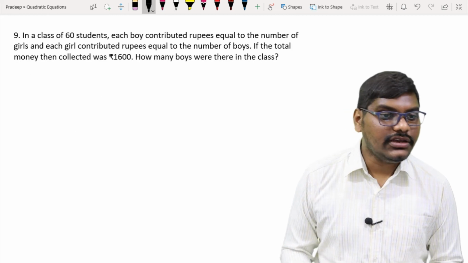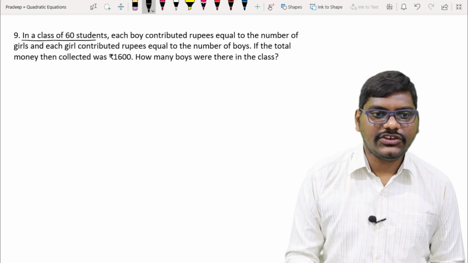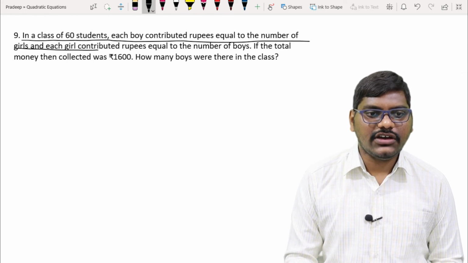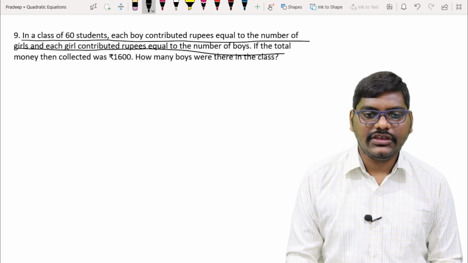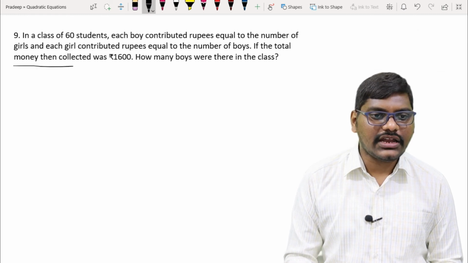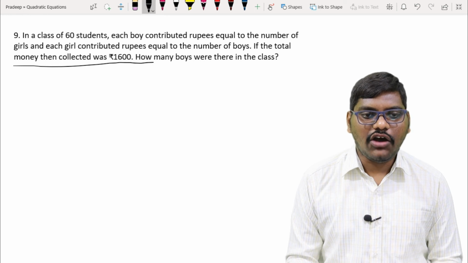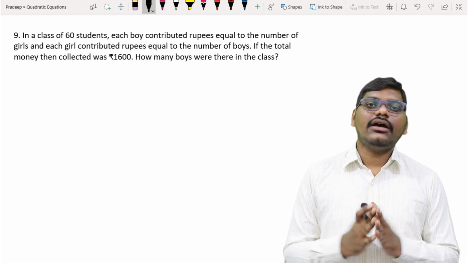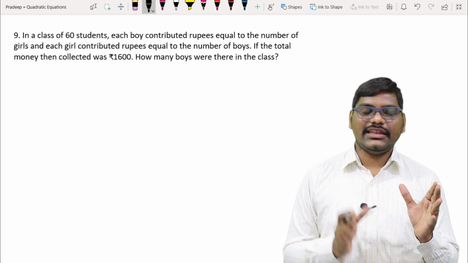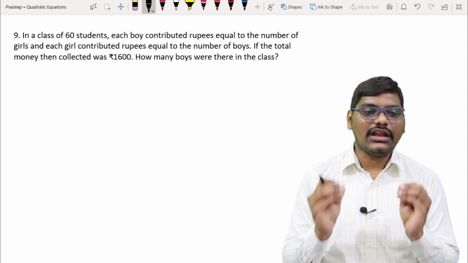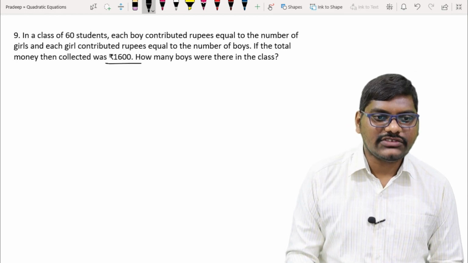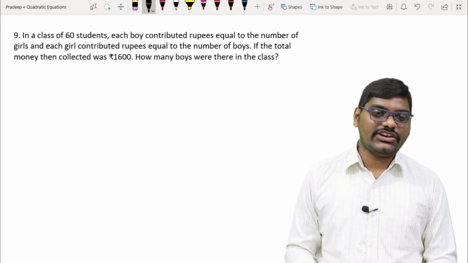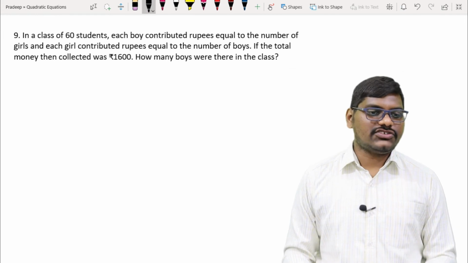So let's see the ninth question. The question says, in a class of 60 students, each boy contributed rupees equal to the number of girls, and each girl contributed rupees equal to the number of boys. If the total money collected was rupees 1600, how many boys were there in the class? So here the boys and girls both contributed money. When both of them contributed, the total amount collected was 1600. So the question is how much of the money was contributed by boys? Let's try to find this out.